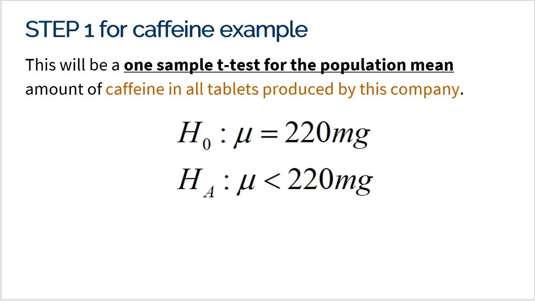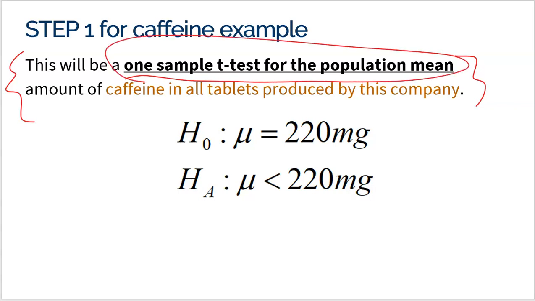This will be a one-sample t-test for the population mean amount of caffeine in all tablets produced by this company. And like I said, I tackled a lot in just this sentence. So I named it, say one sample t-test, and I gave it all that good thick context there, right? You want to make sure that you are giving the context for what the problem's about. Don't just be generic, okay?